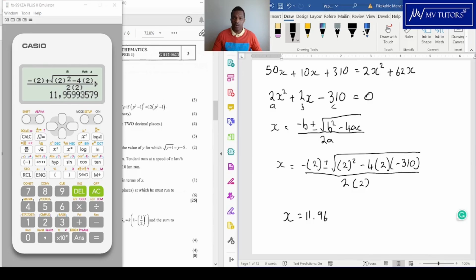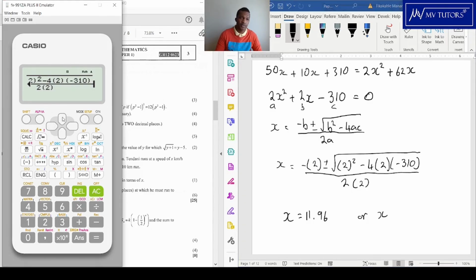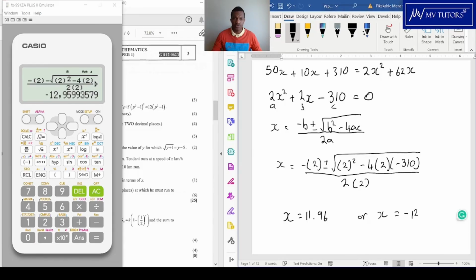Or x, let's go back there and put a negative. What happens when we remove the positive sign over there? Let's delete that and put a negative, or x equals minus 12.96. Now we have to reject this one because it makes no sense.